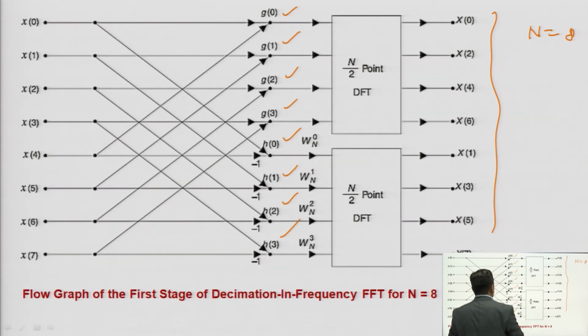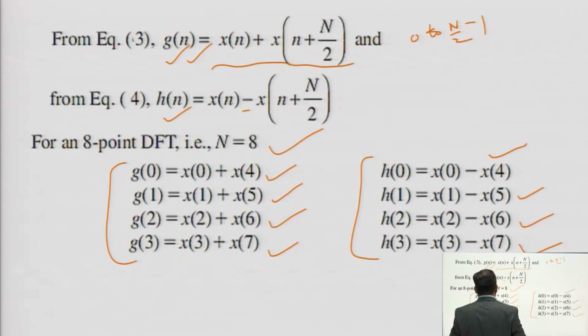Okay. And your twiddle factors corresponding W n 0, W n 1, W n 2, W n 3. Now, what we are getting, the equation there, that we will see here. So, G 0 is equal to what was the equation? This G 0 is equal to x 0 plus x 4. Similarly, G 1 is equal to, and G 2 and G 3 is equal to.